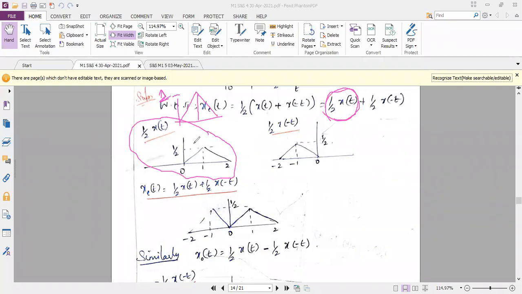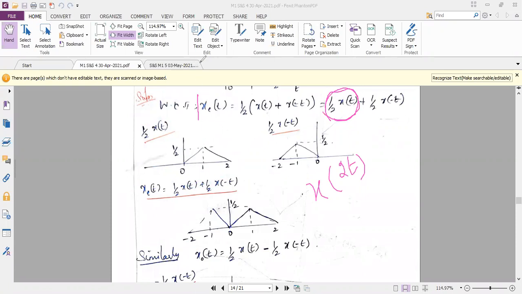1 by 2 x of t means the amplitude is reduced to 1 by 2. I hope you don't have any doubts. Amplitude scaling is very simple; scaling in the independent variable is always difficult. Suppose you had got x of 2t, you would have had to make changes in the time, which takes much longer. Whereas if you get any scaling factor in the amplitude, that is very simple, because the scaling factor is common for all the times 0, 1 and 2. So if you modify the y-axis, you automatically get the signal 1 by 2 x of t.